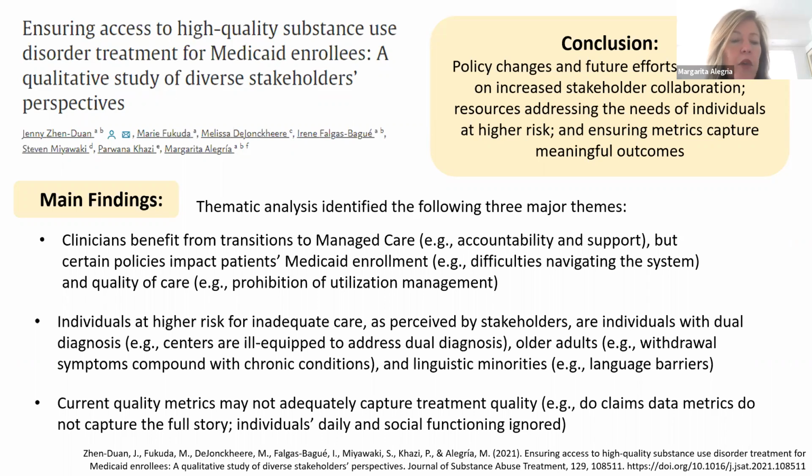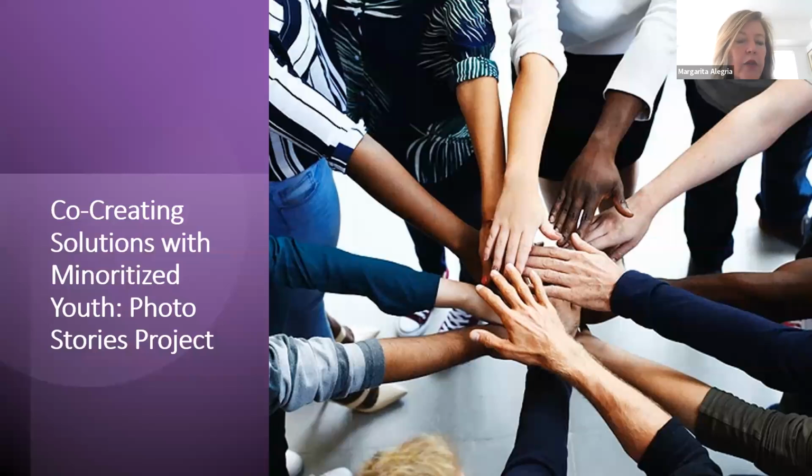So, for example, one of the things we found is that the people who were likely to have inadequate care were the people with dual diagnosis. Those people who have both mental health and substance use problems were more likely to have difficulty. Older adults tended to be less likely to receive quality care, and so did linguistic minorities. Overall, one of the things that came up over and over again is that the types of quality indicators the insurers were using were not really the ones patients care about.